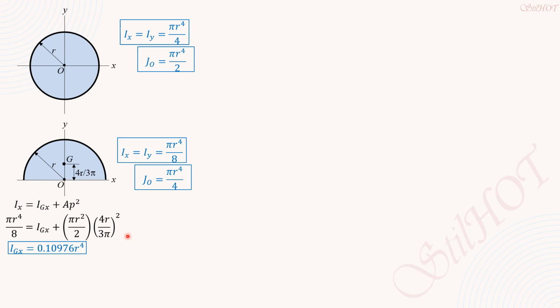So likewise, IGY, as I said, is the same as IY, so πr⁴/8. And JG, therefore, which is IGX plus IGY, so 0.10976 plus π/8, that's 0.5025 r to the fourth. You just verify that: you just add 0.10976 and π/8, then quantity r to the fourth.